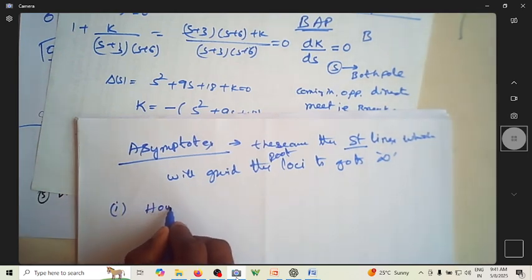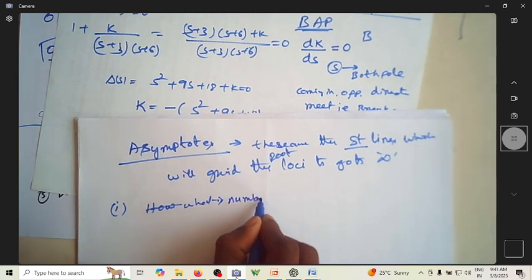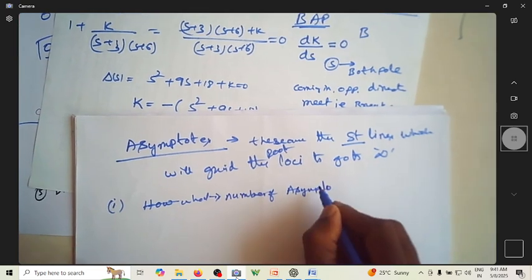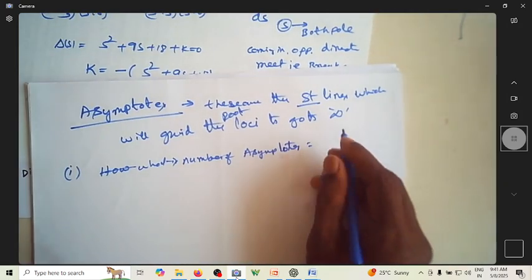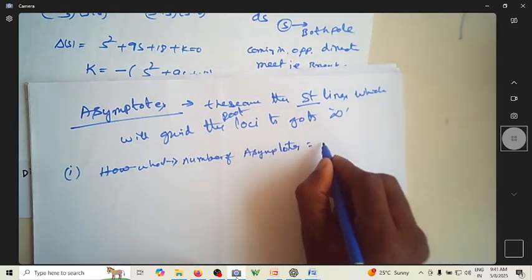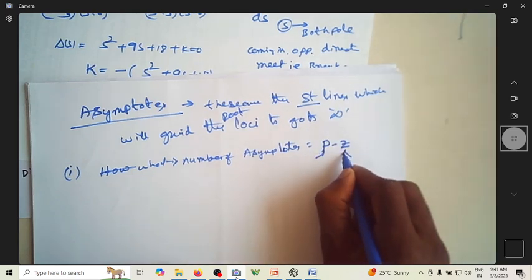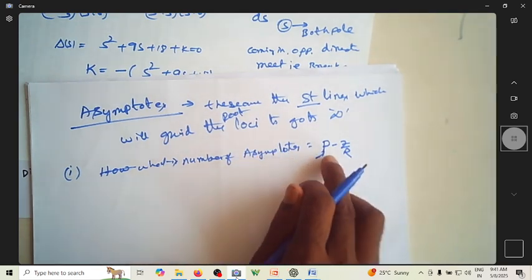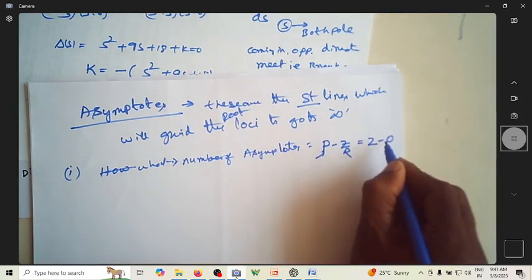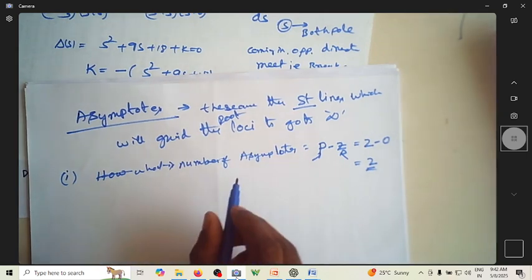Then comes the number of asymptotes. How many asymptotes are required? It is always how many loci will go to infinity, and that many asymptotes you want. Generally it is p minus z, where p is the number of poles and z is the number of zeros. So the number of asymptotes is p minus z. In this particular case, you have two poles and no zeros, so two asymptotes are required. There are two straight lines required.